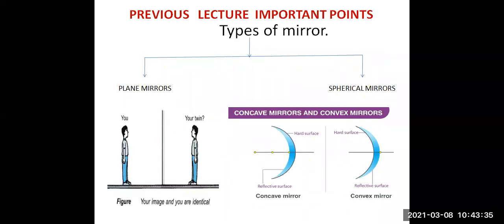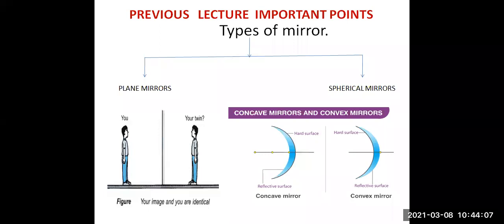This is the very important hierarchy, which I am repeating in every session so that you will understand where we are and what we are learning. So types of mirror: basically, mirrors are divided into two types. First one is the plane mirror, second one is the spherical mirror. The plane mirrors are the mirrors which we use in our home every day. You can see a person standing in front of a mirror and an exact image of that person is obtained in the mirror.